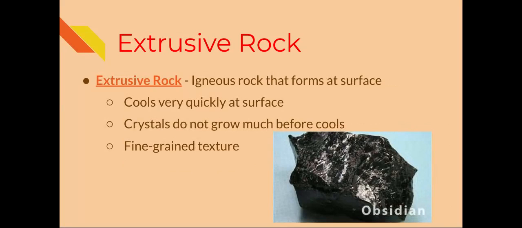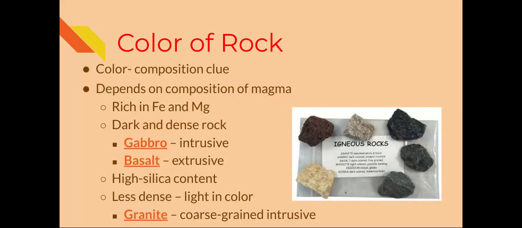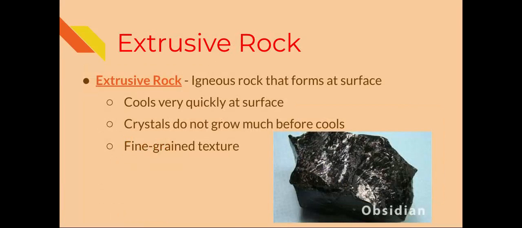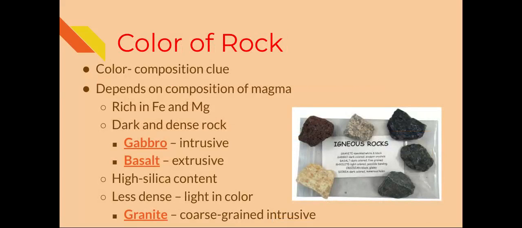Now, extrusive rocks are different. This is igneous rock that forms at the surface. Crystals are not able to form because they cool too quickly, and you have more of a fine grained texture, and that's because it cools very quickly at the surface. The picture here is a picture of obsidian, which is called volcanic glass, and I'm going to talk about that in a few slides.